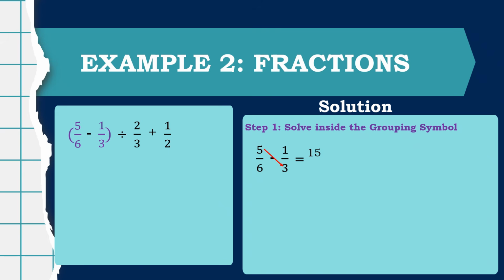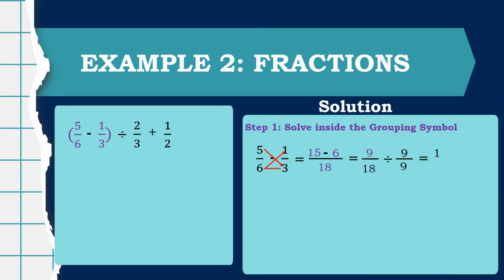So 5 times 3 is equal to 15, minus 6 times 1 is equal to 6, 6 times 3 is equal to 18. Then let's subtract. 15 minus 6 is equal to 9 over 18. What is the common factor between 9 and 18? Alright, 9 and 18 are both divisible by 9.